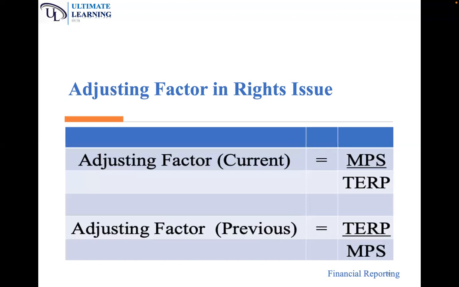When we issue a rights, we are issuing it at a price below the market price. Therefore, the average price of the shares will reduce because new shares were introduced with a lower share price. This average price of the shares after the rights issue is what is known as the theoretical X-right price. We normally abbreviate this as TAP. To get the adjusting factor in the current year, you divide MPS by TAP. And the adjusting factor in the previous year is TAP divided by MPS.